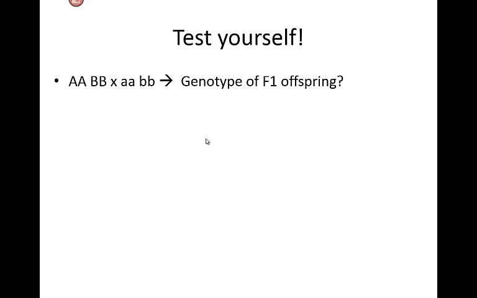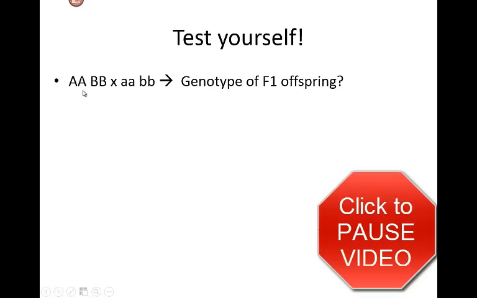First of all, test yourself. If you were to do a cross between someone who is dominant for both A trait and B trait, crossed with someone who is recessive for both of these traits, what would you expect the genotype of the F1 offspring to be? The answer is that these F1 offspring are going to be heterozygous for both traits.